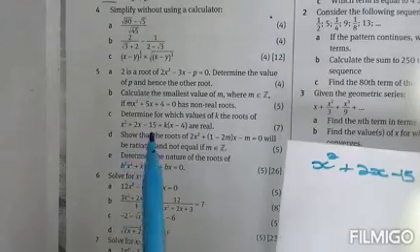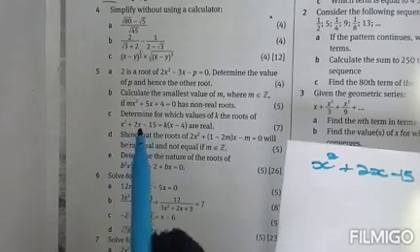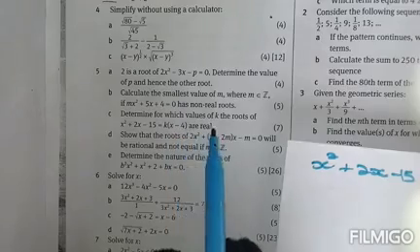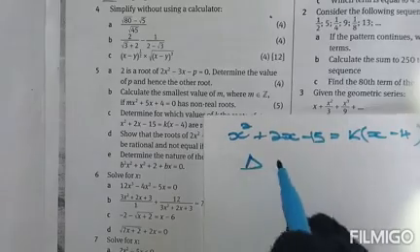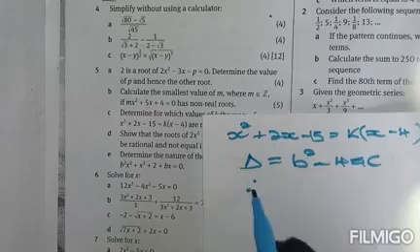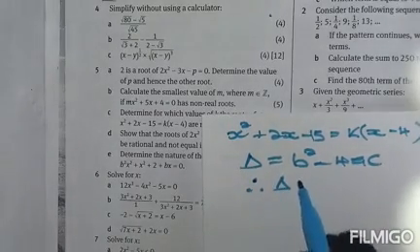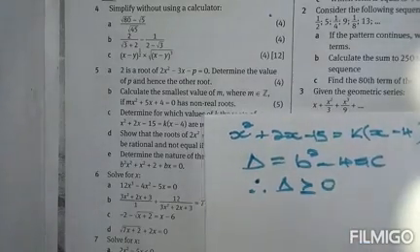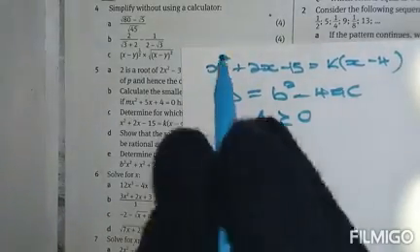Question C says determine for which values of k the roots of x squared plus 2x minus 15 equals k multiplied by (x minus 4) are real. To do that, we are going to use the discriminant, b squared minus 4ac, but we are told that the discriminant must be greater than or equal to 0, since we are looking for real roots. Therefore, we are going to work out our equation here.